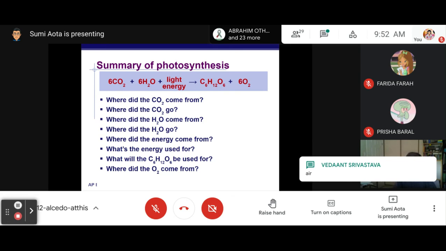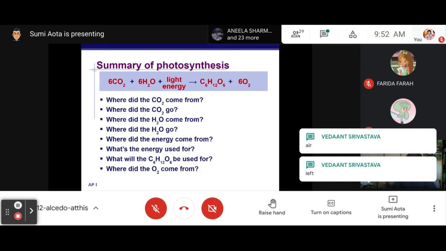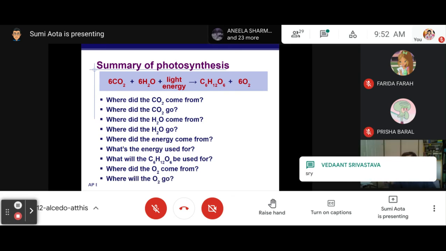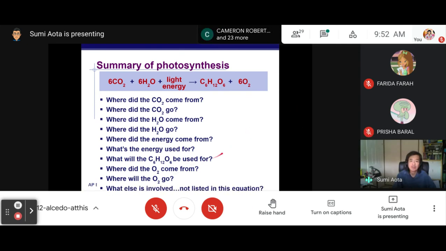Okay, it came from the splitting of water. Where will the O2 go? That ends up in the air. Okay, what else is involved not listed in this equation? ATP and NADPH. Okay.